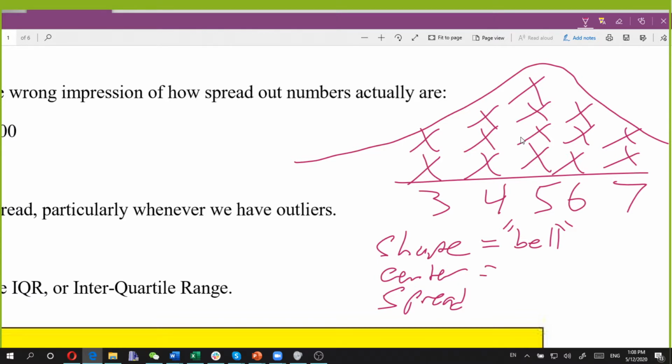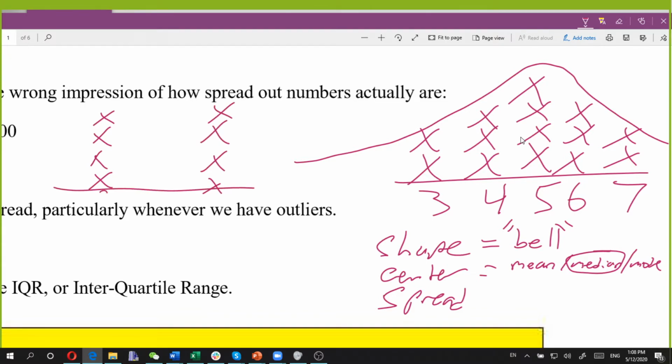My center, I could use mean, median, or mode for. Typically in statistics, we'll be using a median instead because it's less susceptible to outliers. Although if you've got a bimodal distribution, so a distribution that looks like this, where this is 3, 4, 5, 6, 7, it might be more useful to talk about your modes as having a mode at 3 and a mode at 7, rather than this middle point where you don't have any values for.